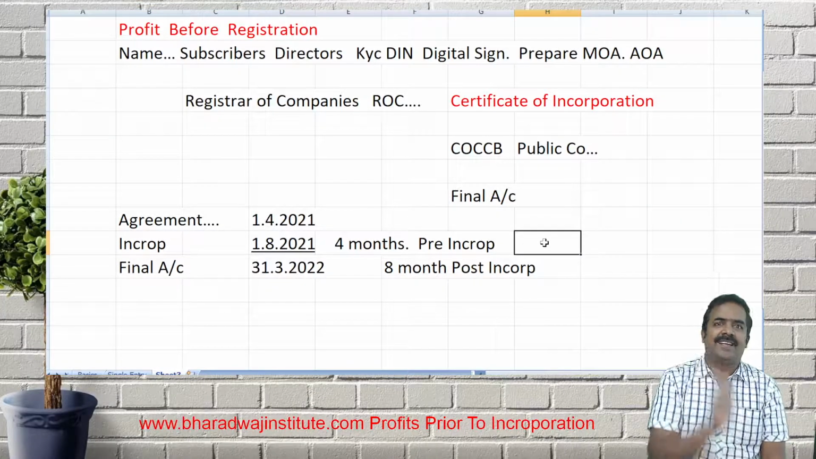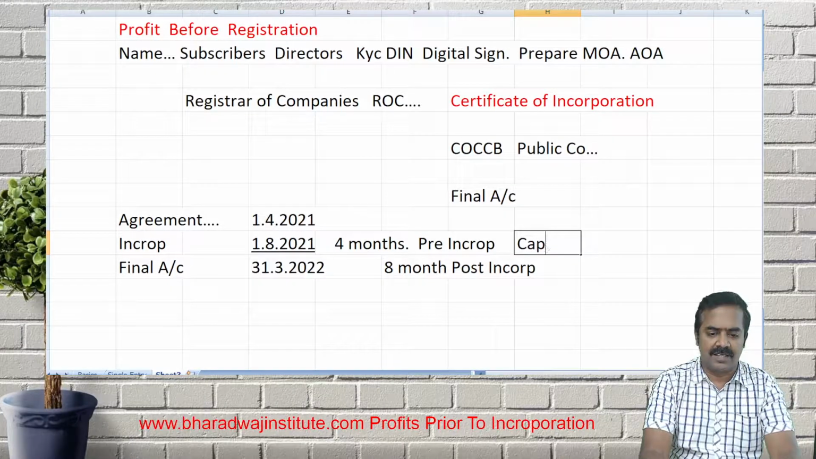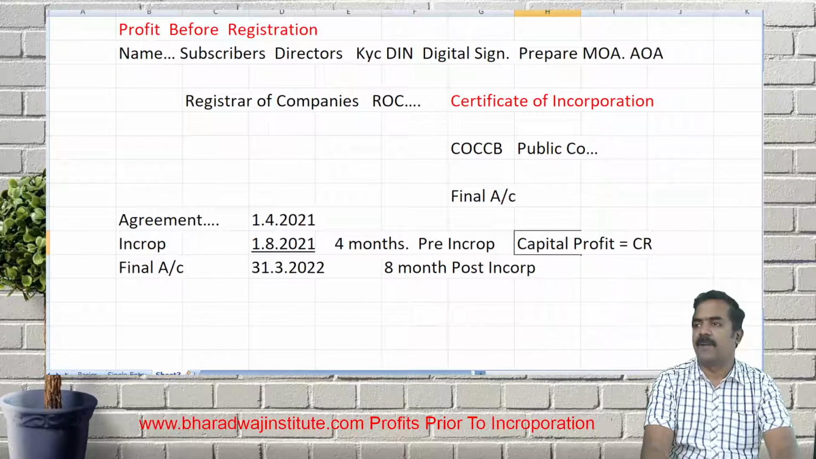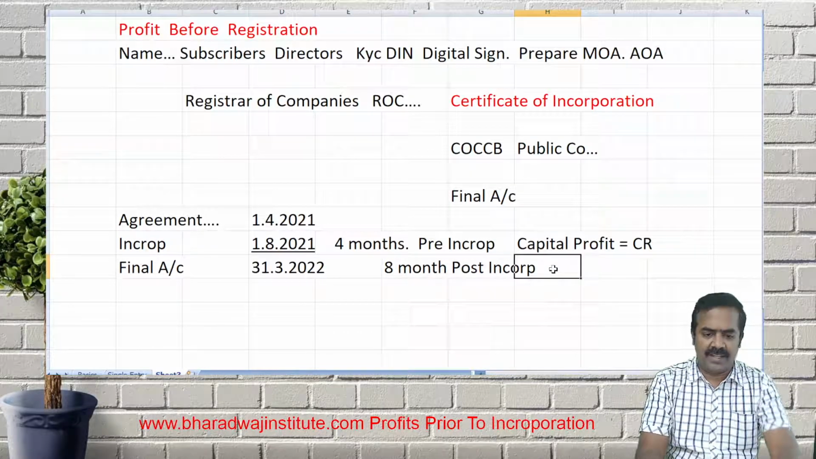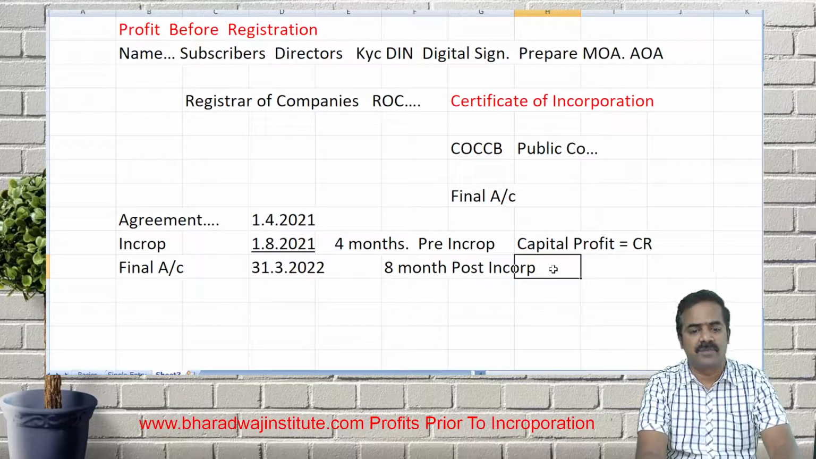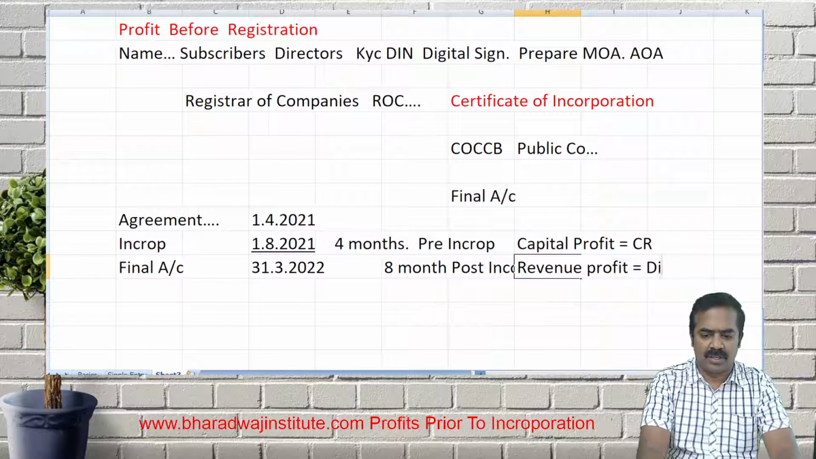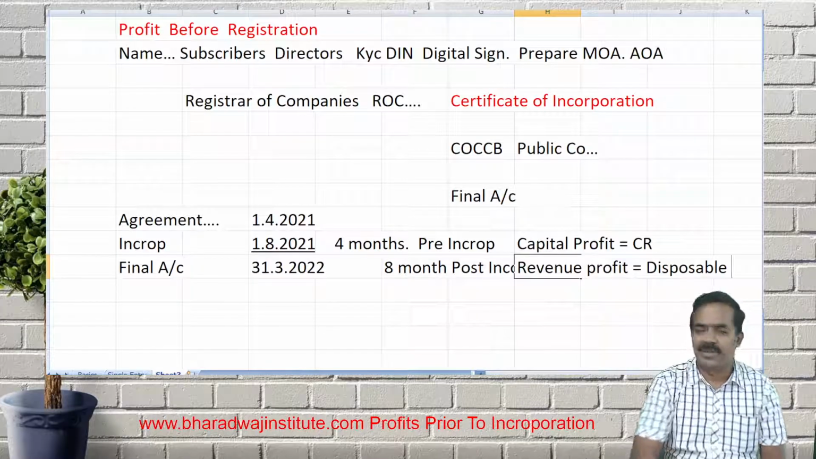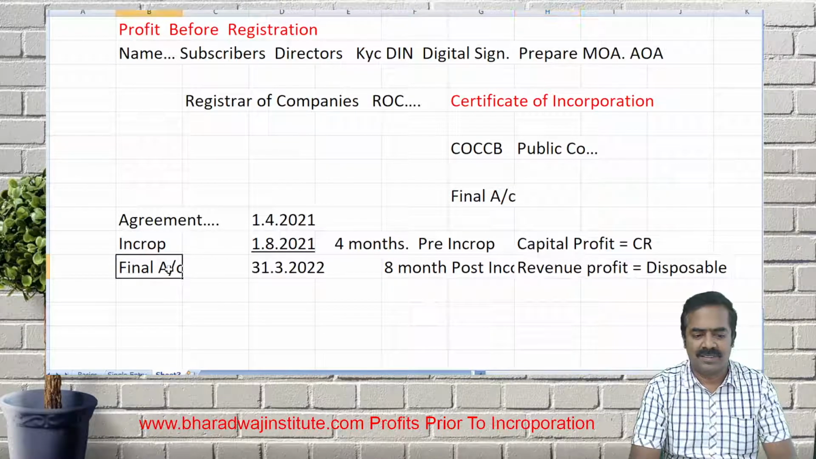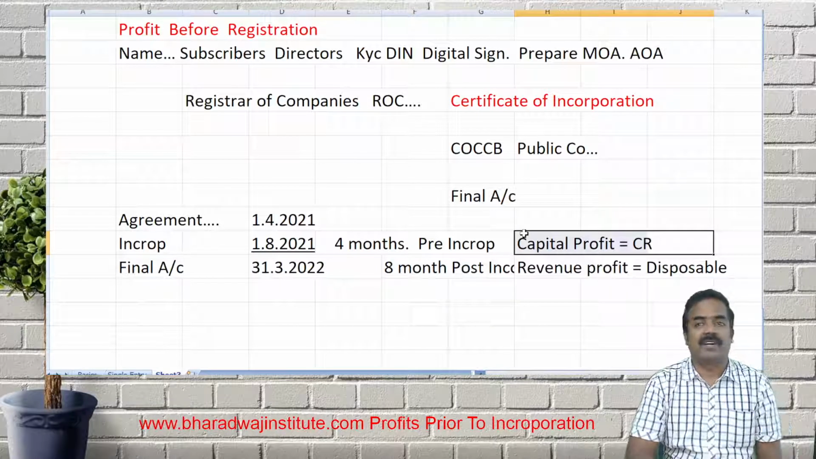Okay, sir, what is there to learn in it? Simple. Anything that is earned before the birth of the company, pre-incorporation profit, the company law calls this as capital profit. This is as which profit? Capital profit. This will be transferred to capital reserve. Capital profit should be transferred to which one? Capital reserve. Anything that is earned after the incorporation, we call it as which one? Revenue profit. Okay, this is also called a disposable profit. Disposable means the directors can declare dividend only out of which profit? Directors can declare only out of post-acquisition profit.